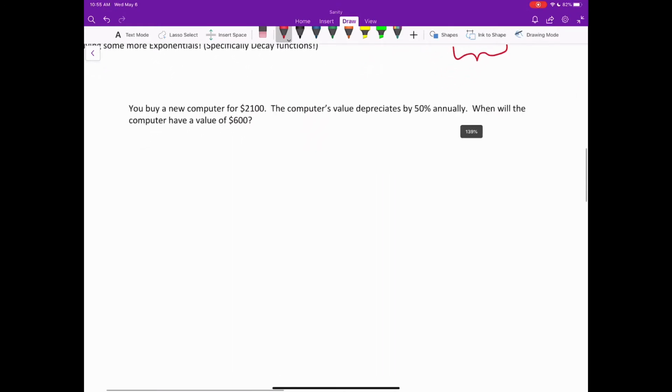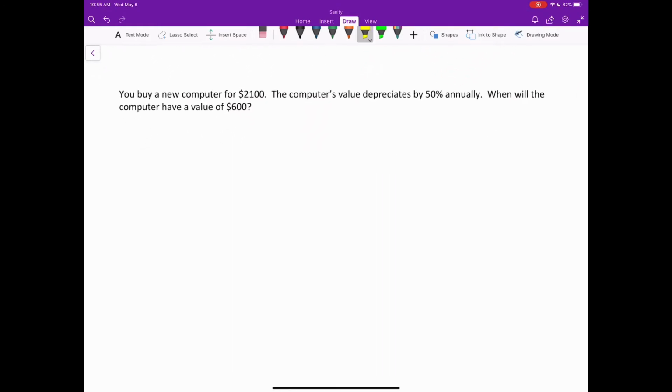So let's look at this first problem. I'm going to be highlighting specific things that we're going to need. You buy a new computer for $2,100. That sounds like my initial value, my starting price, so that's my principal amount. The computer's value depreciates. This word depreciates is always going to indicate decay, meaning your value is going down after some amount of years. So this computer, as you use it more, it's going to get worse, basically.